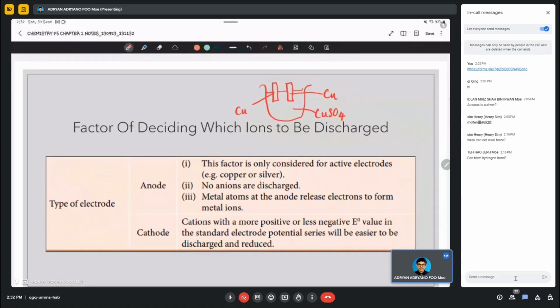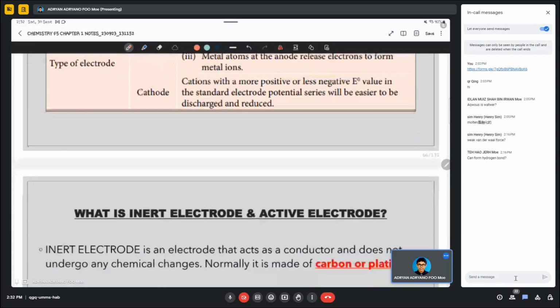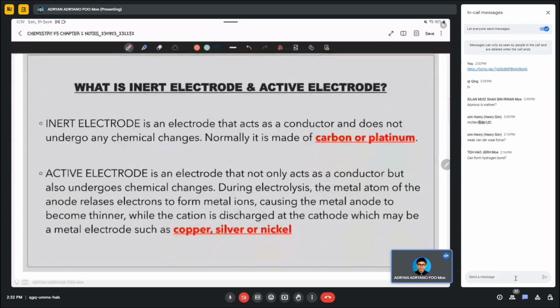Okay, so this is the factors. Alright, so this one. What is inert electrode or active electrode? Okay, inert electrode is an electrode that acts as a conductor and does not undergo chemical change. Normally, it is made of carbon or platinum.